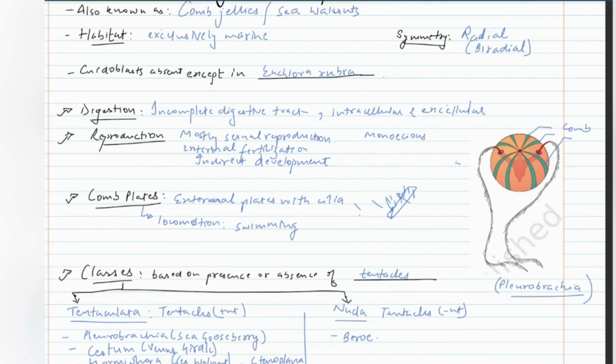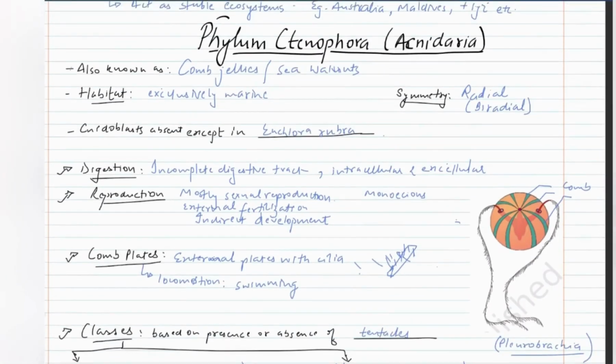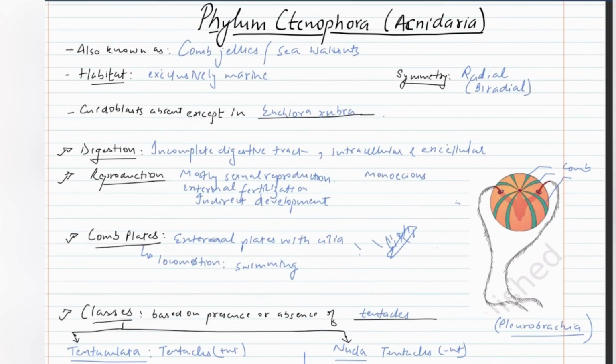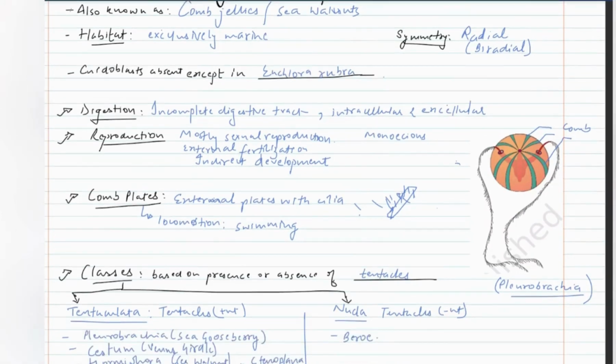So, phylum Ctenophora is very similar to phylum Coelenterata except for some minor differences such as the absence of cnidoblasts and the presence of comb plates. The classes are divided on the basis of presence or absence of tentacles. With this, we are finished with phylum Ctenophora.